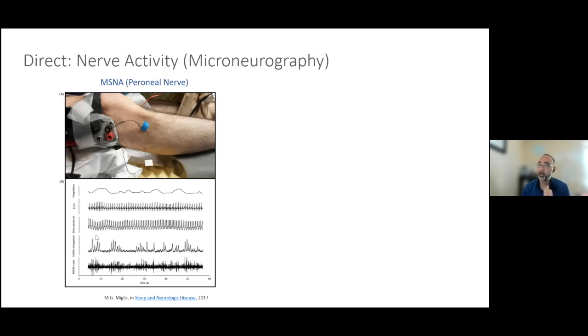But you can see here, this is the heart or the EKG. This is blood pressure. And then you could see the sympathetic nervous activity, and you can see some of the heart rhythms, and you could also see a respiratory component in here as well.